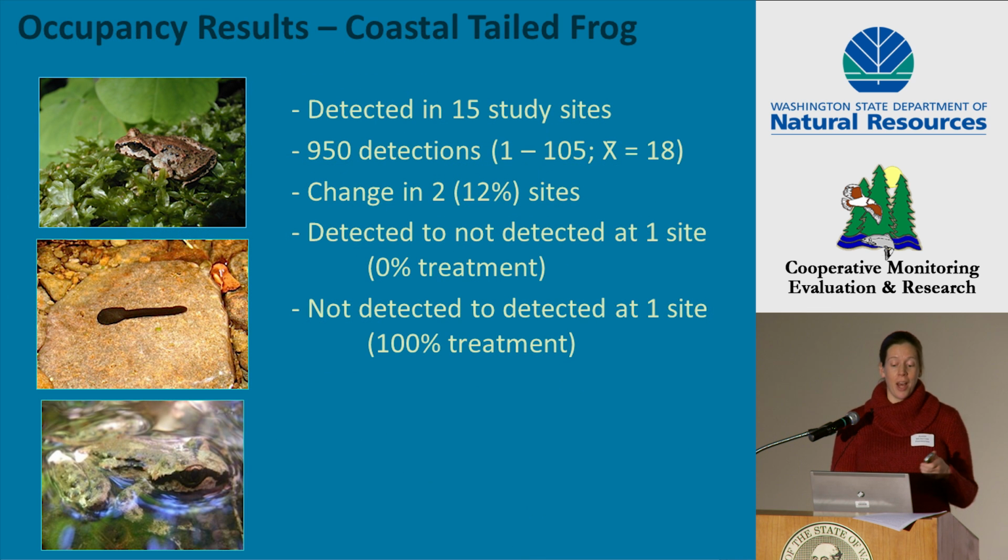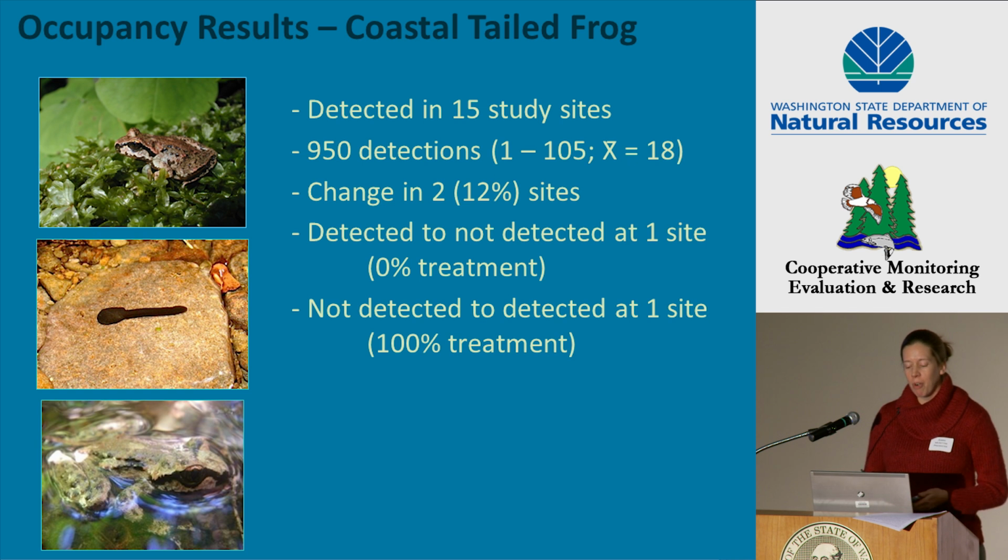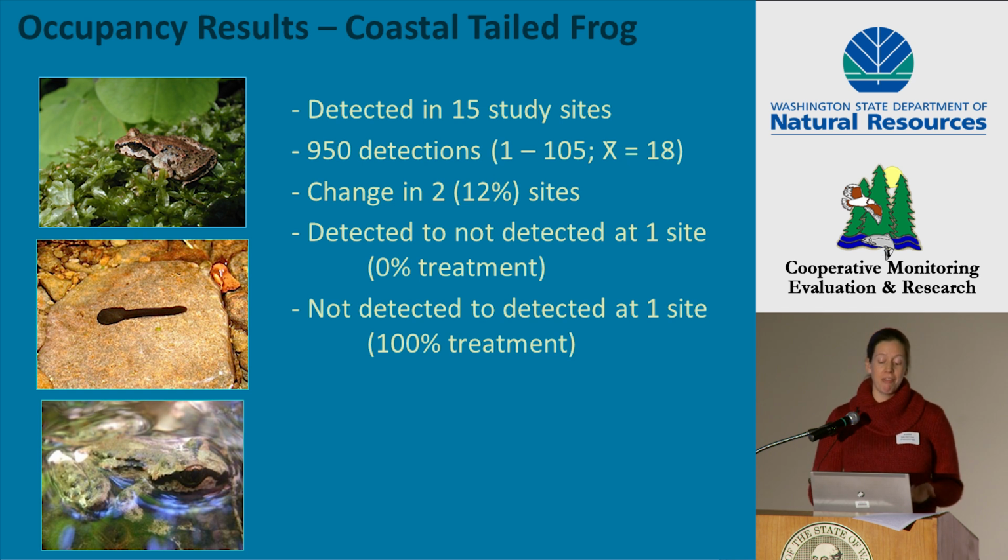And so I'm just going to jump right into results. So results for the coastal tailed frog. We detected coastal tailed frog at 15 of our 17 study sites. Now, if you remember, presence of the amphibians was one of our criteria for selecting a site to begin with. So the fact that we didn't find this species at all of our study sites during the study period really gives you an idea of how ephemeral the detection of that occupancy can be.